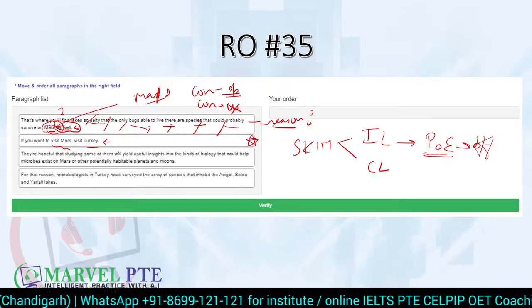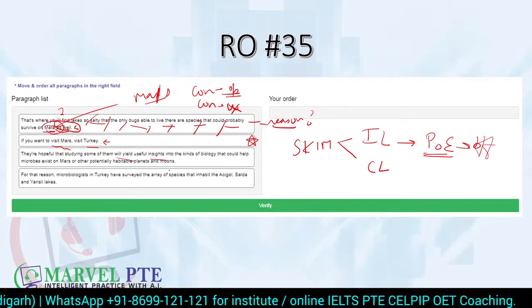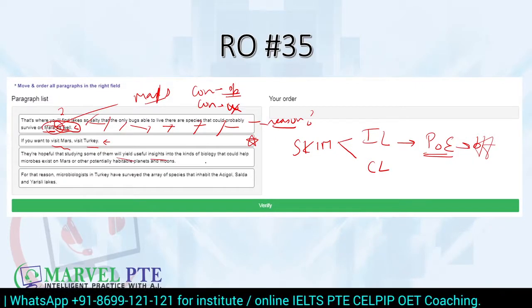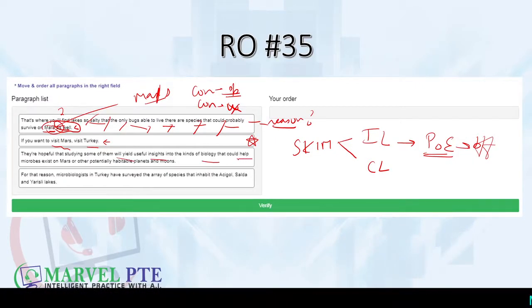They are hopeful that studying some of them will yield useful insights into the kinds of biology that could help microbes exist on Mars or other potentially habitable planets and moons.